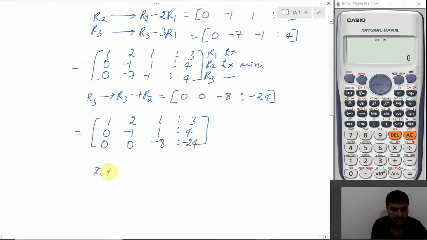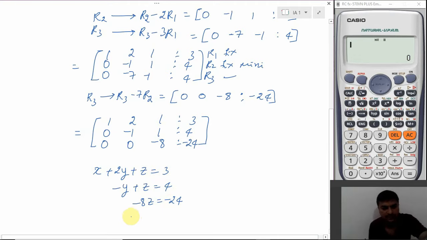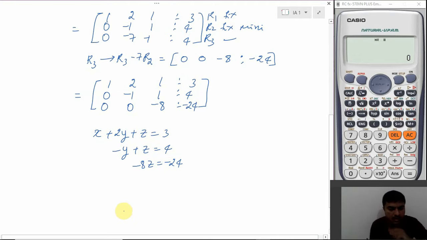So you can see x plus 2y plus z is equal to 3, minus y plus z is equal to 4, minus 8z is equal to minus 24. First you find out the z value, students. Always in the Gauss elimination method, first you find z is equal to minus 24 upon minus 8. Yes, students, can you tell me? It is 3.